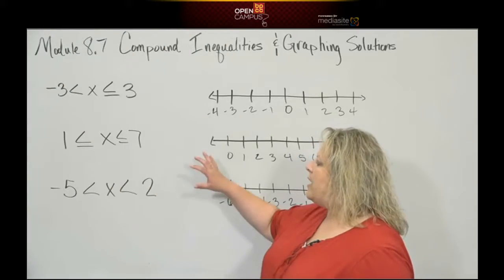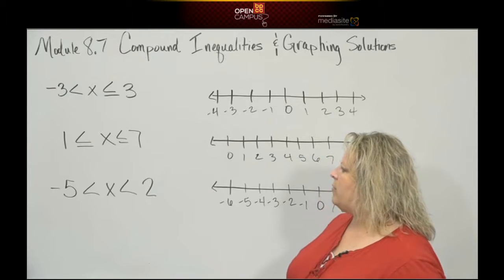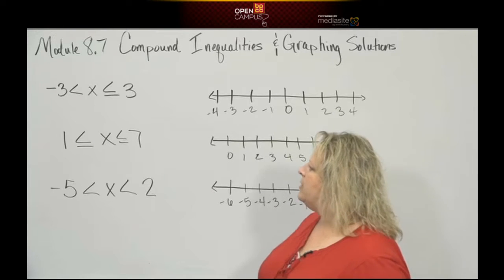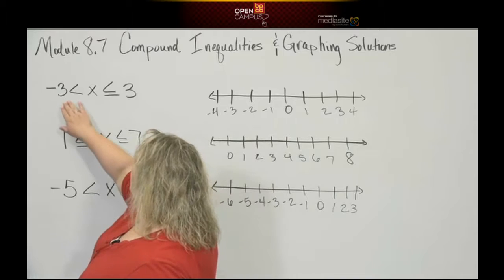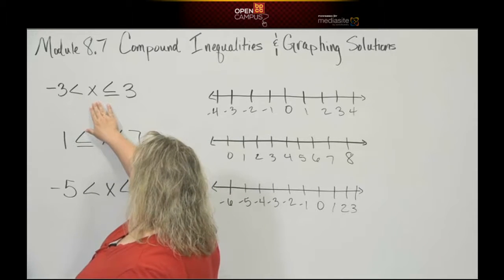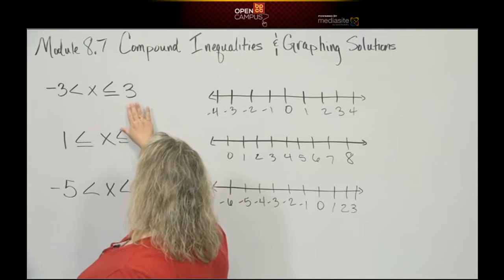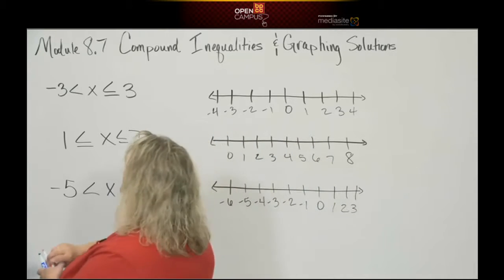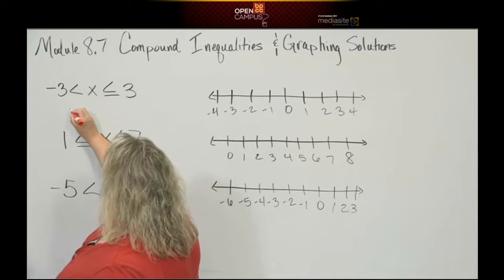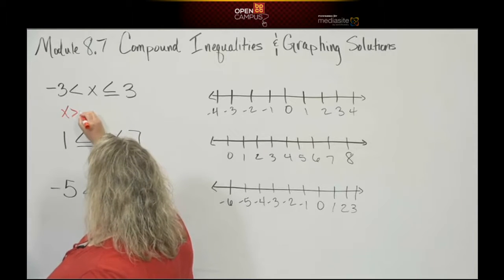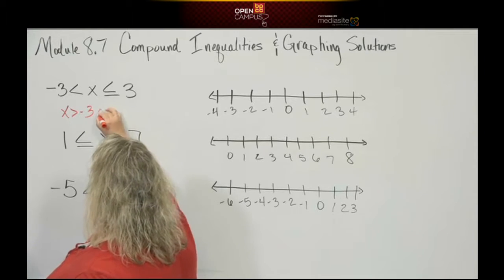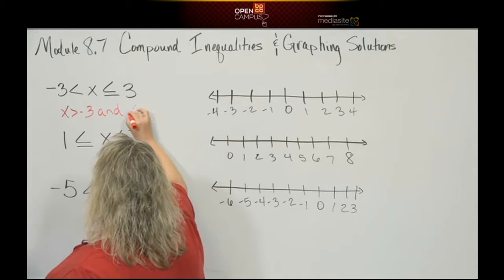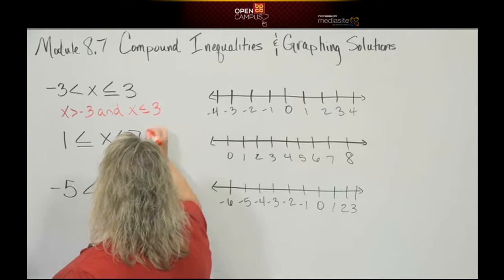All right, so now here are my three examples that we're going to graph. The first one is -3 is less than x, x is less than or equal to +3. So remember what that means. That means that x is greater than -3 and x is less than or equal to +3.